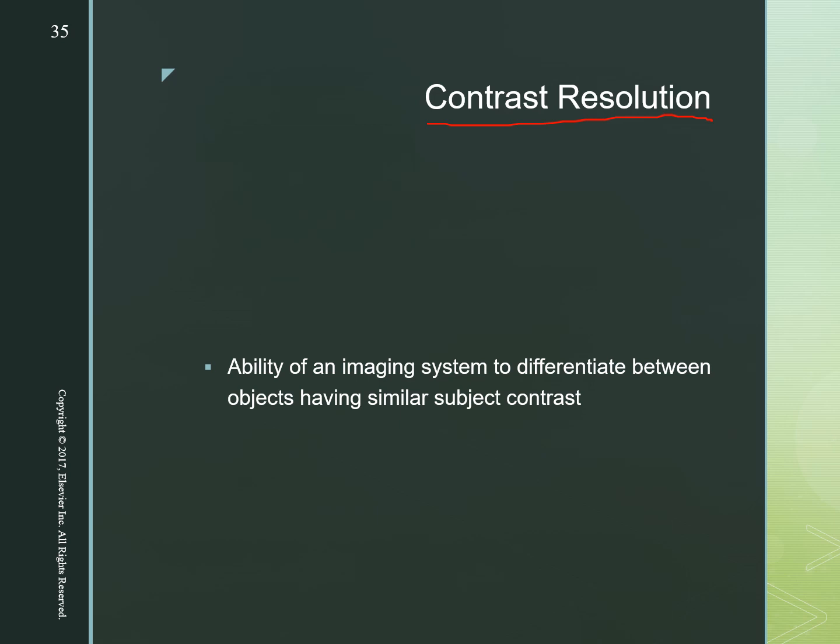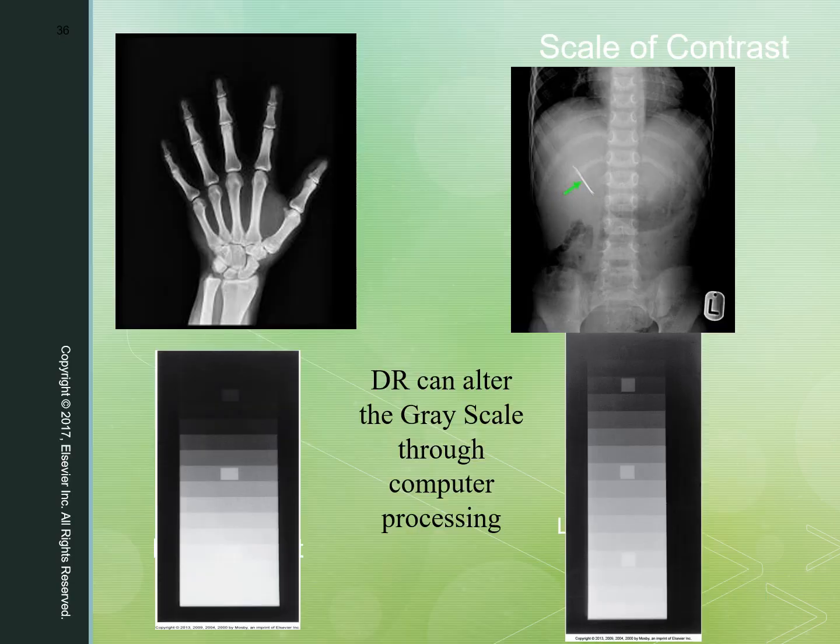If I have a long grayscale, I am able to utilize those slight differences in the grays to represent slight differences in attenuation. So long grayscale would be low contrast, but would allow me to have higher contrast resolution, the definition of which is the ability of the system to differentiate between objects with similar subject contrast.